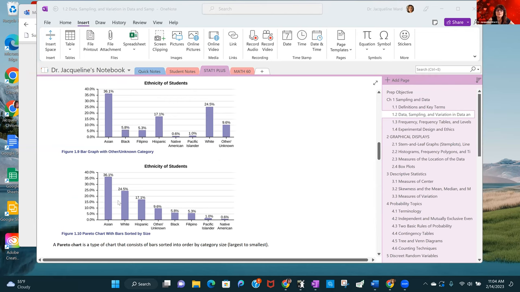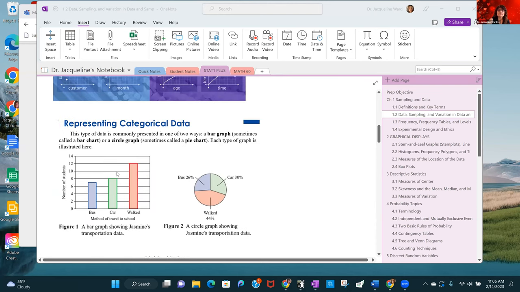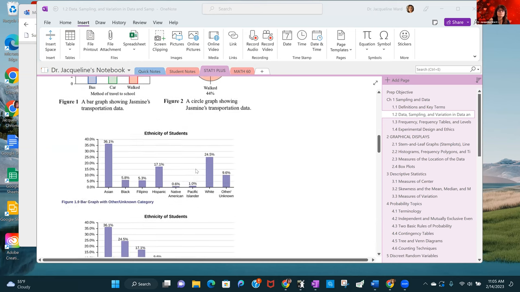And here we have what's known as a Pareto chart. It is a type of bar graph where the bars are sorted by size. It is a bar chart where they're sorted by size from largest to smallest. So this makes it easy for your comparisons. Okay, so all of this is with categorical data or qualitative data.